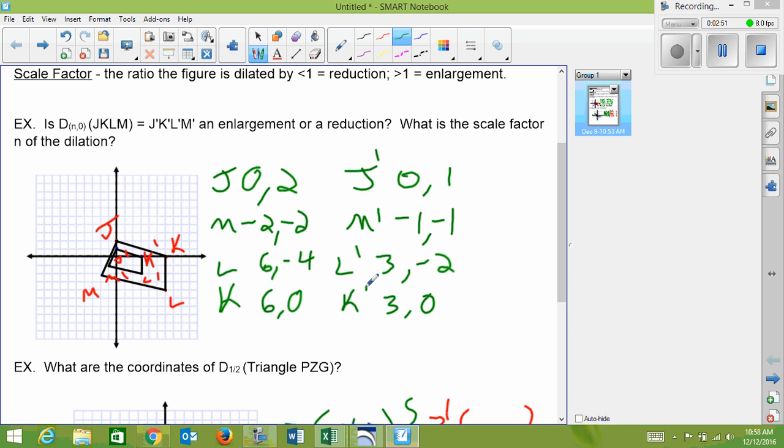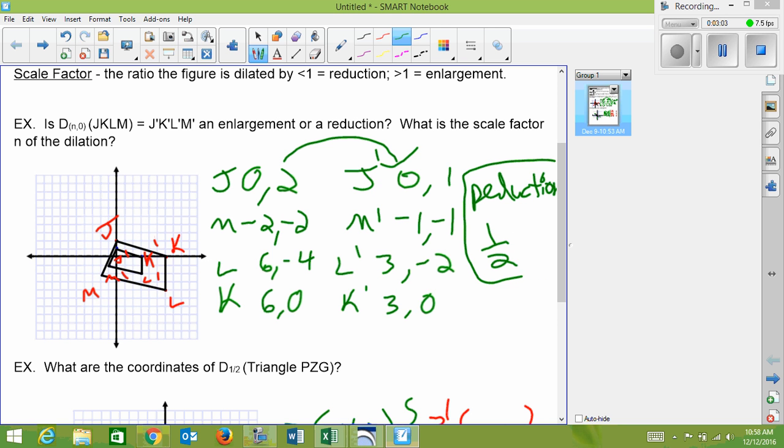So what happened from here to here? Looks like everything is being cut in half. So your answer would be, it's a reduction, and the scale factor is 1/2. So you're looking at the original points versus the new points and seeing what they enlarged by or decreased by.